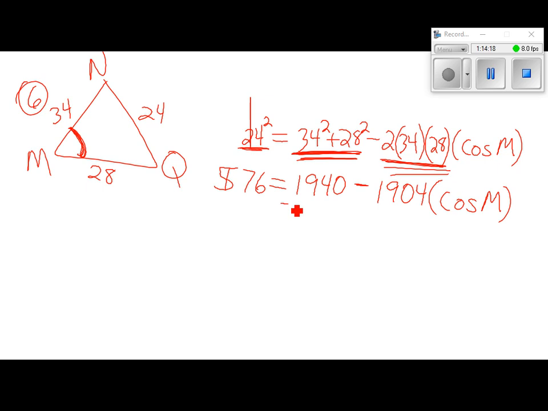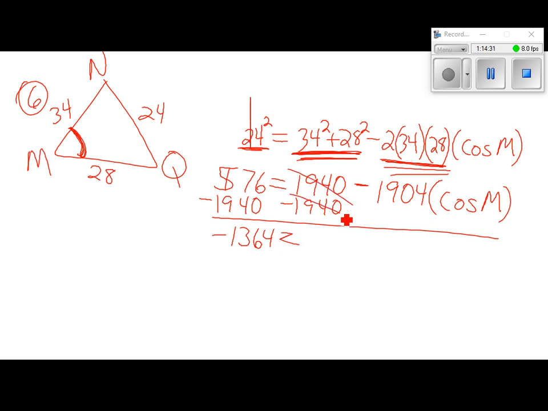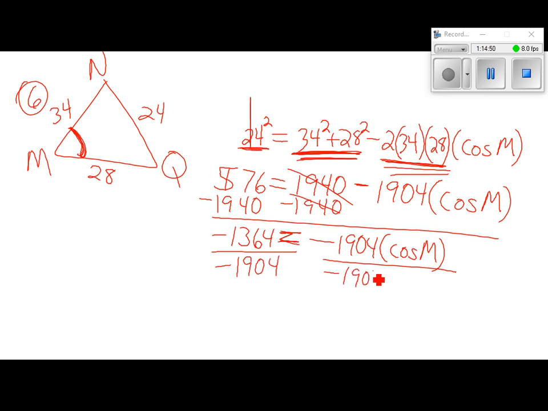Next thing I'm going to do, 1940, I'm going to subtract it on both sides. Somebody do 576 minus 1940 for me. Negative 1,364. These cancel out, you're left with, on this side, negative 1904 times the cosine of M. We divide both sides by negative 1,904. These cancel out, and that leaves you with cosine of M on that side equals some decimal answer on this side.